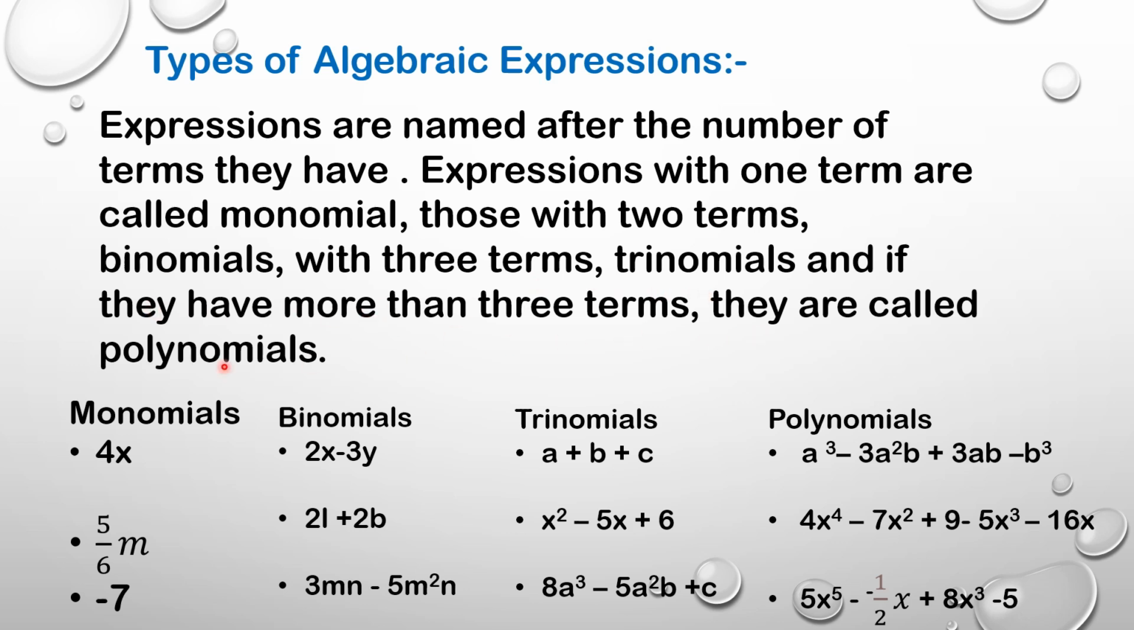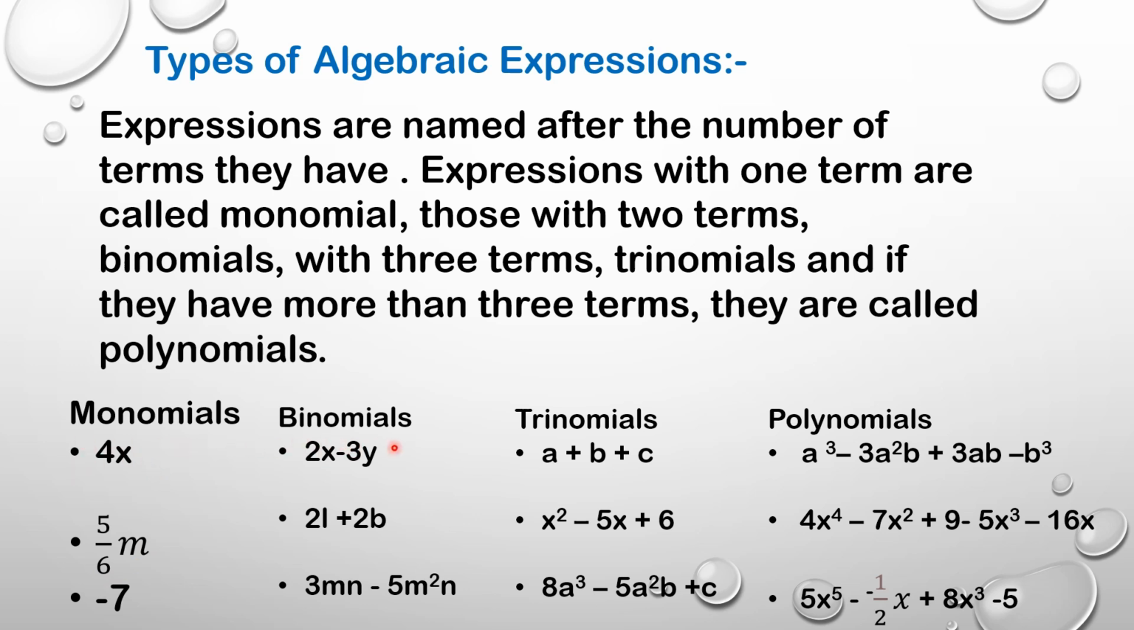Now these are the examples of monomial. Now see, boys, they have only one term: 4x, 5 upon 6m and minus 7. They have only one term. So they are called as what? Monomial.